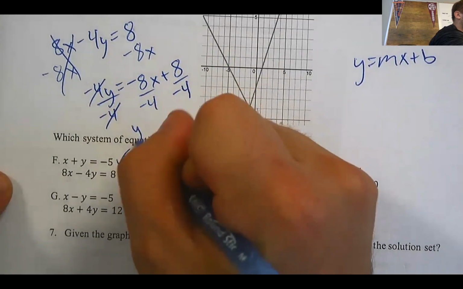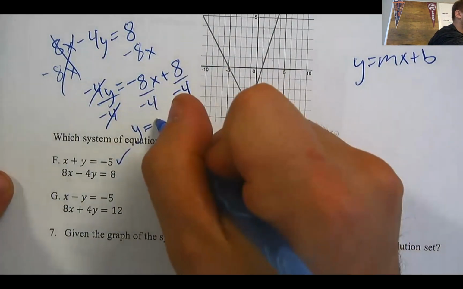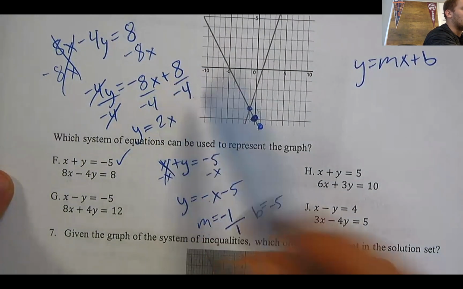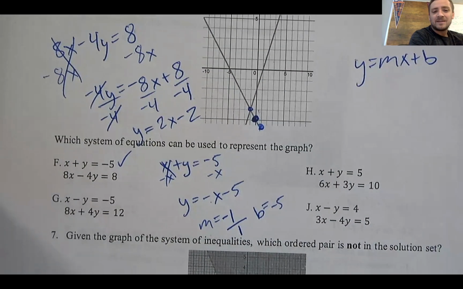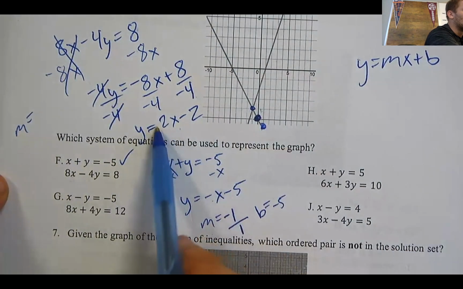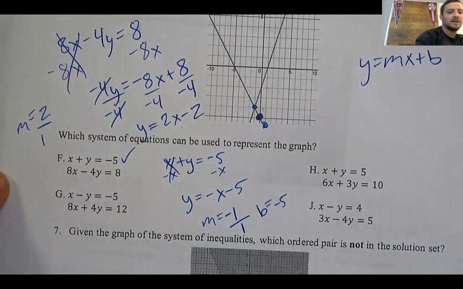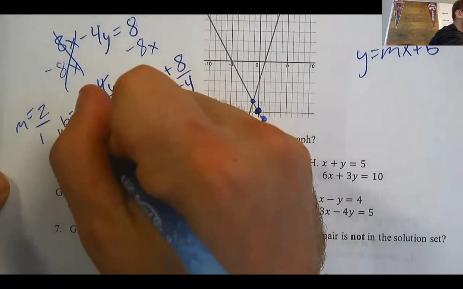So let's do a little bit of simplifying. -8 divided by -4 is 2x. And then 8 divided by -4 is -2. Now we have this in y equals mx plus b. And if I look at it, we have a slope of 2, which I can write as 2 over 1. And I have a y-intercept of -2.